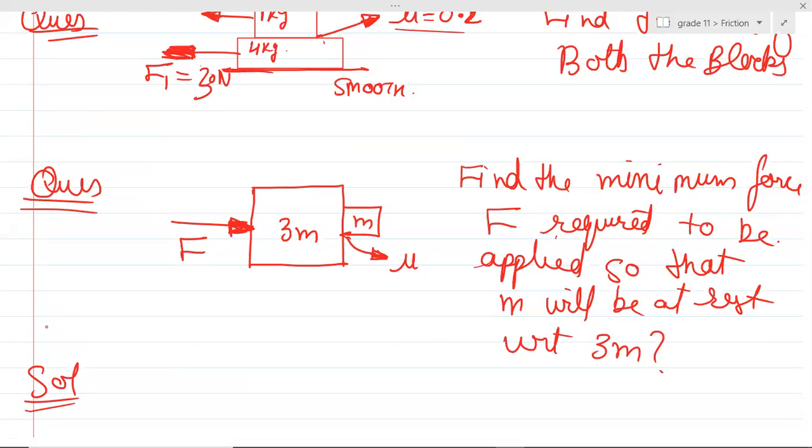How will we do any question in mechanics? We'll draw the free body diagram. We always do this, right? We start with drawing the free body diagram, right or no? For any problem in mechanics, we start with drawing the free body diagram. So start, draw 3m, draw m. If you want, you can use the concept of pseudo force. If you don't want to use pseudo force, you can use the normal concept. No worries.